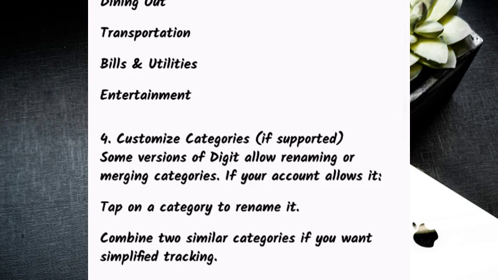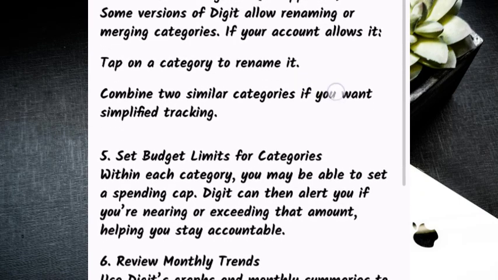Customize categories if supported. Some versions of Digit allow renaming or merging categories. So if your account allows it, you can just tap on a category to rename it. You can also combine two similar categories if you want simplified tracking.